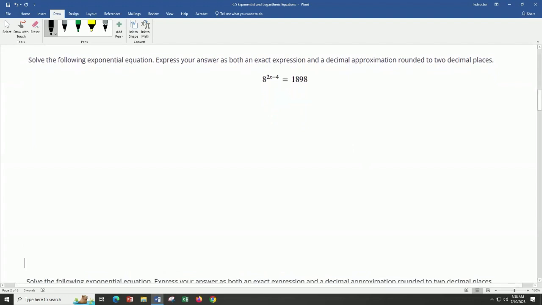Give myself a little room here. First off, go ahead and write 8^(2x minus 4) is equal to 1898. I'm going to do everything in black. Is that okay, everybody, without me changing colors? It'll save us a little bit of time.